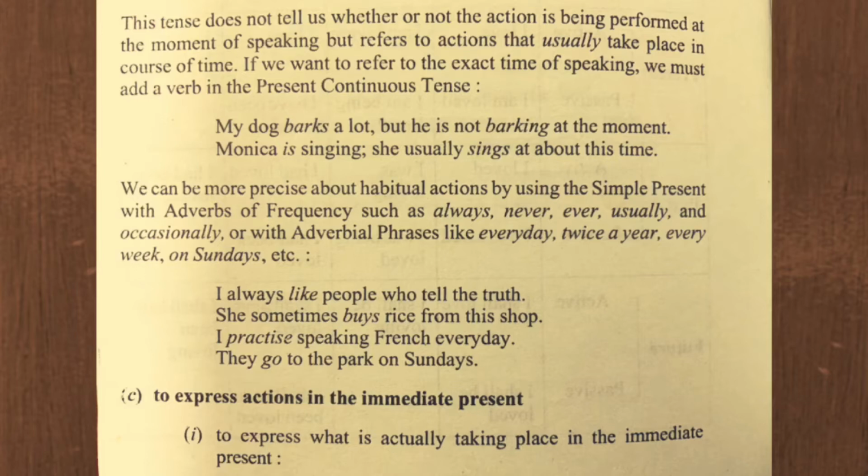Next example, Monica is singing. She usually sings at about this time. We can be more precise about habitual actions by using simple present with adverbs of frequency, such as always, never, ever, usually, and occasionally, or with adverbial phrases like every day, twice a year, every week, or on Sundays, etc.